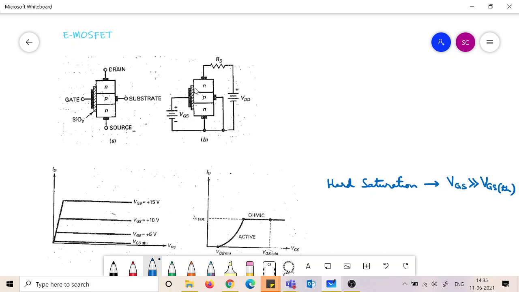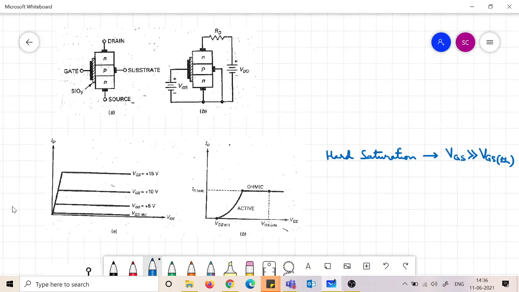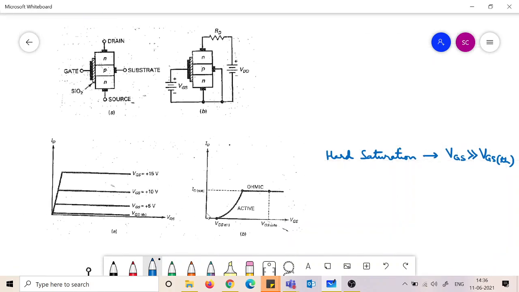And when that channel is created, then the current flowing through it behaves in the same way as per the square law. So everything now remains the same. But one important additional parameter comes into picture. A new parameter comes into picture. What is that parameter? That parameter is a voltage called VGS threshold, VGS TH.